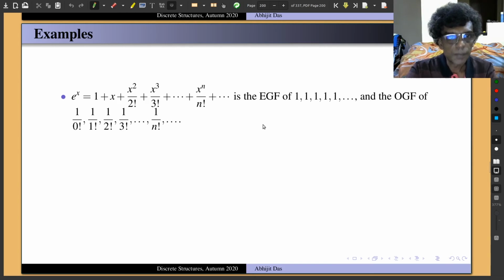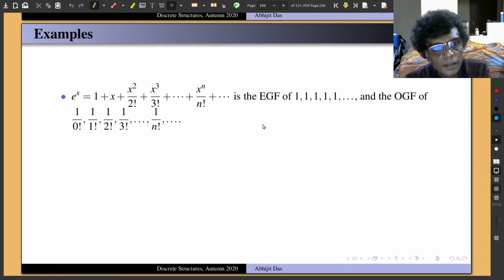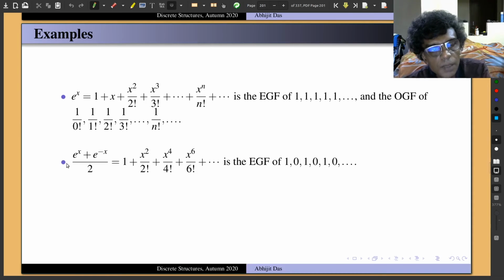That's a simple example. Another example could be this: (e power x plus e power minus x) by 2. This is, I think, cos hyperbolic x. So the x cube terms will cancel, and we will have 1 plus x square by 2 factorial, x power 4 by 4 factorial, and so on. This is the exponential generating function of 1, 0, 1, 0, 1, 0, and so on.